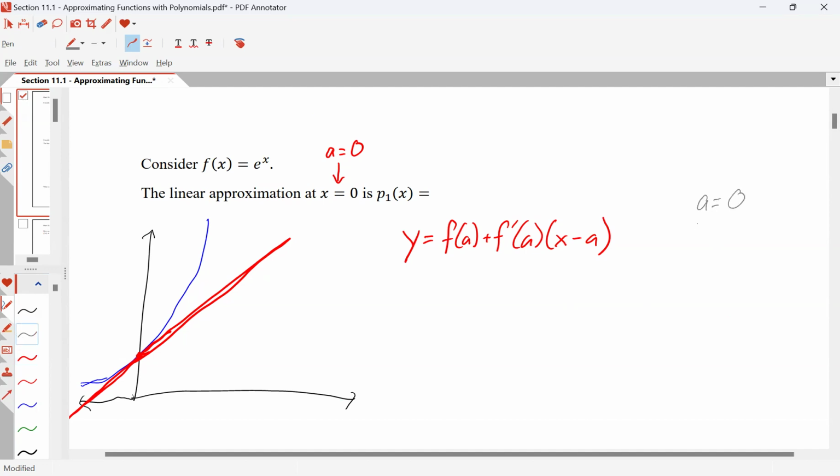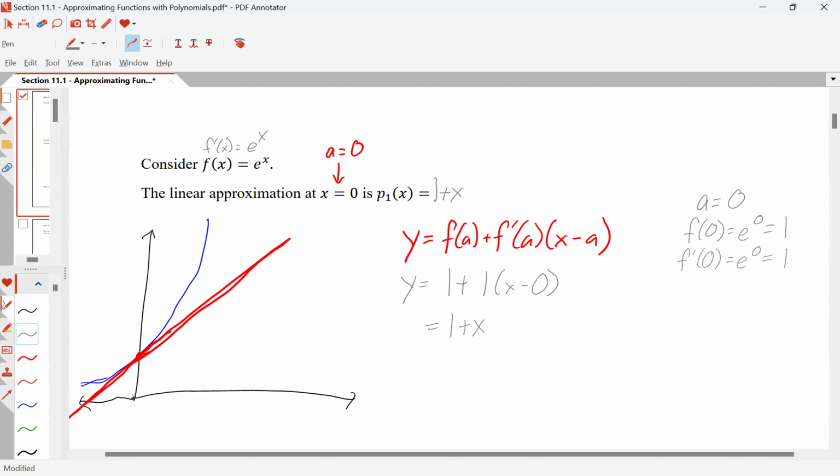So a equals 0, f of a, or f of 0, equals e to the 0, which is 1, and the derivative of e to the x is e to the x. So the derivative at 0, e to the 0, is still 1. Filling in that information, we have this line being y equals 1 plus 1 times x minus 0, or 1 plus x.